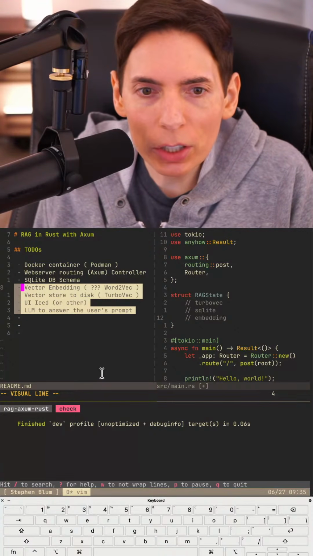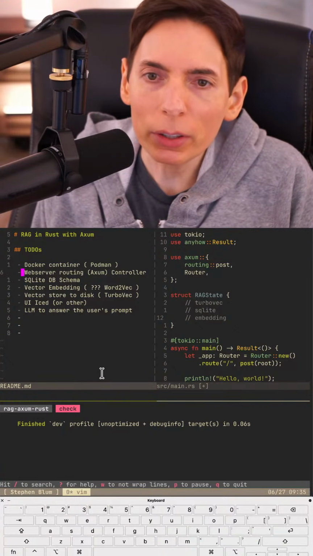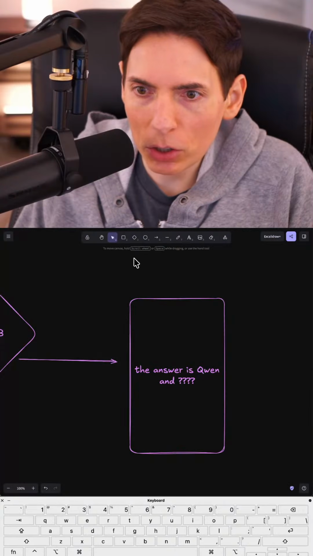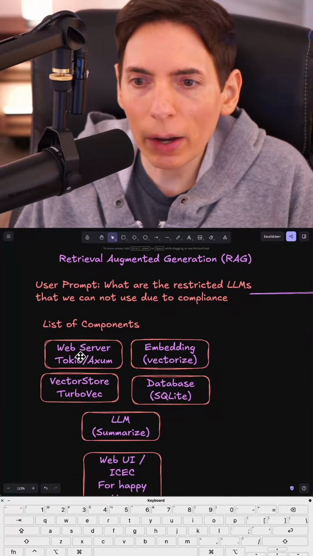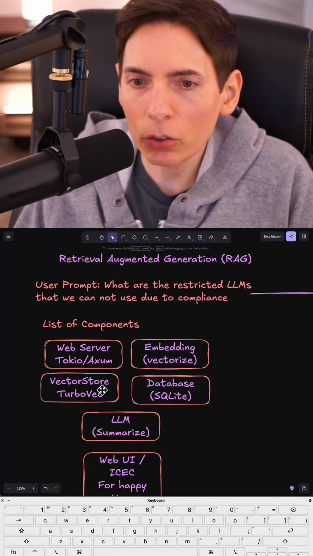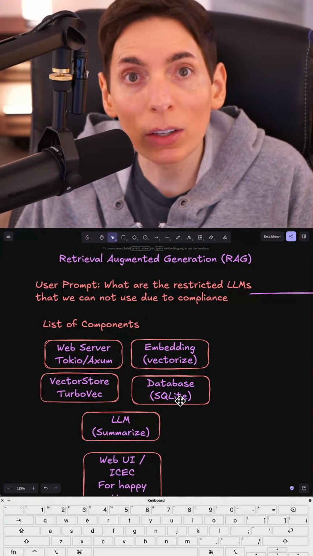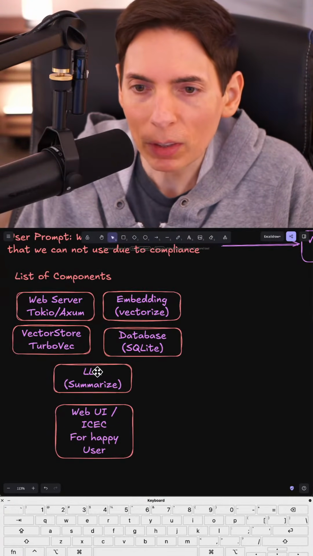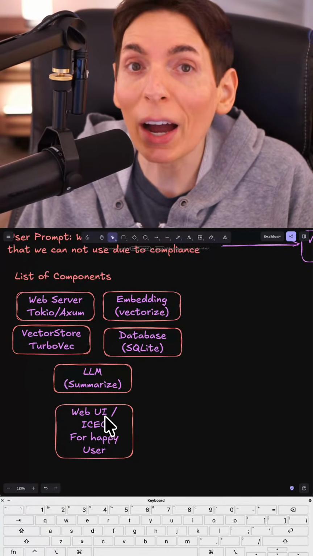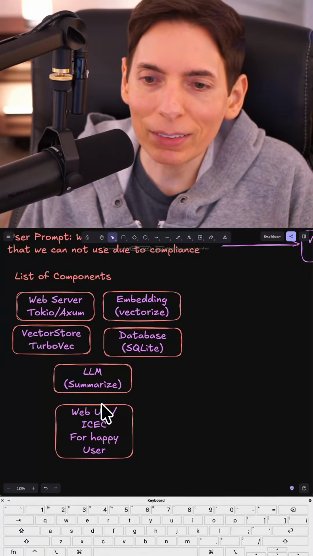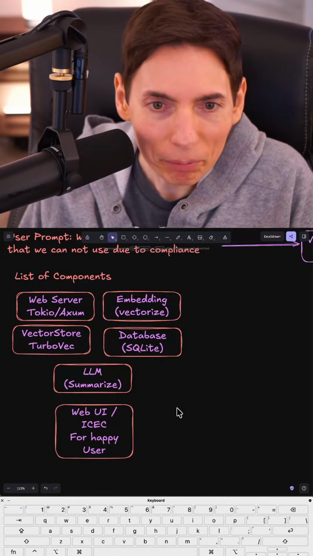Are you building your own LangChain kind of thing? Yes, we are. We are building a RAG, a Retrieval Augmented Generation engine written in Rust. We're going to use Tokio, Axum, embedding, vector, Turbovec, SQLite for the database and metadata in the original doc store, an LLM for summary, and then maybe a user interface. Maybe we'll do Iced. That'll be like the icing on the cake, if you will.